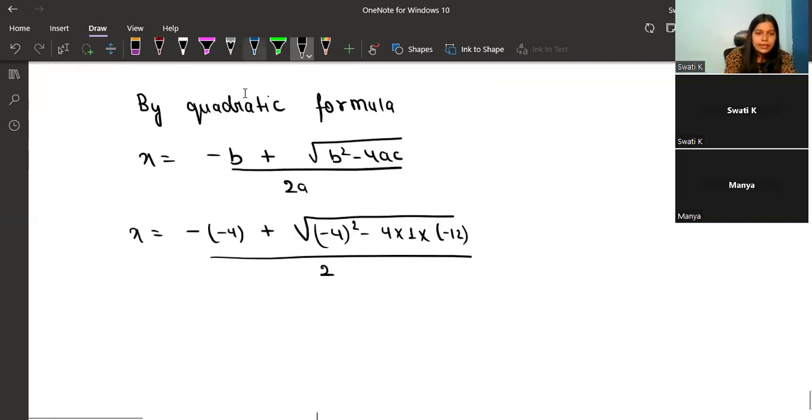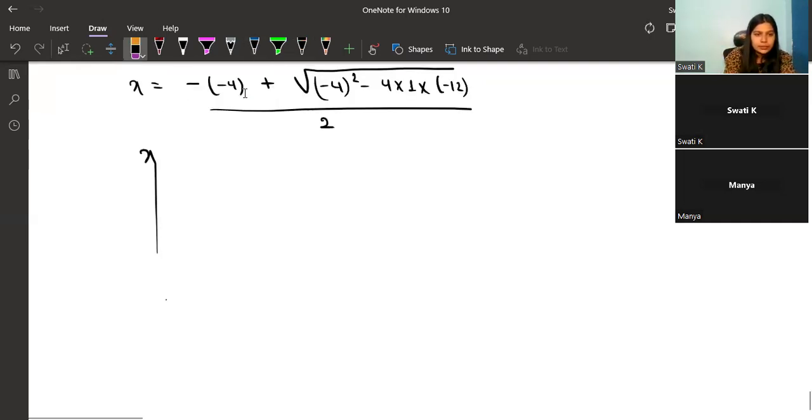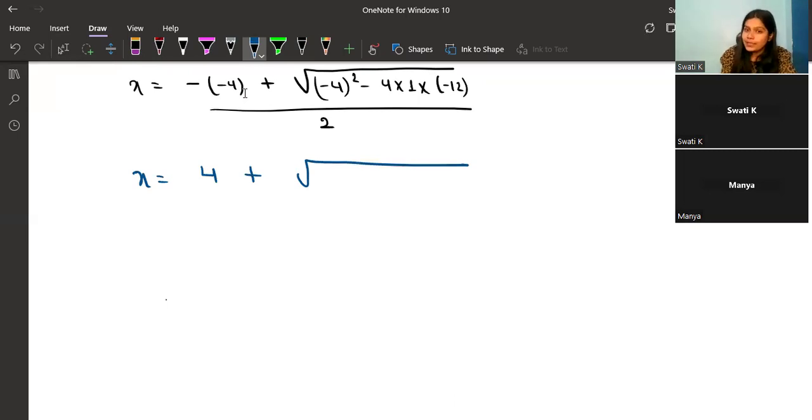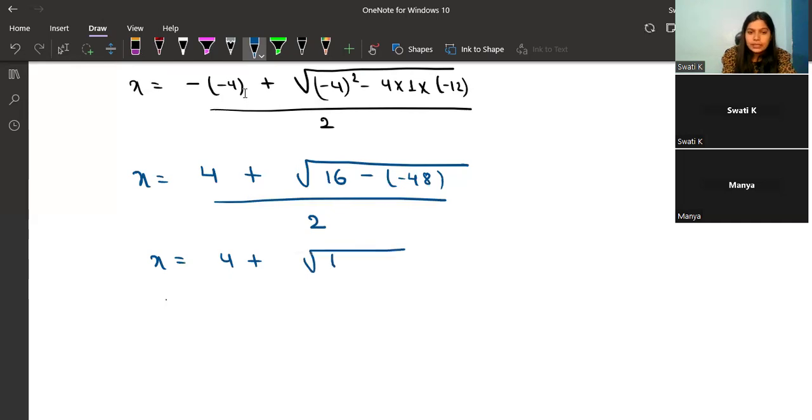Next step will be x is equal to, minus minus will become plus, so it is 4 plus root over minus 4 square, which is plus 16, not minus 16, minus 4 into 1 is 4, 4 into minus 12 will become minus 48. Because 4 into 12 is 48 and then the minus sign. So it's minus 48 upon 2. Now if I simplify this, x is equal to 4 plus root over 16 minus minus is plus 48, upon 2.